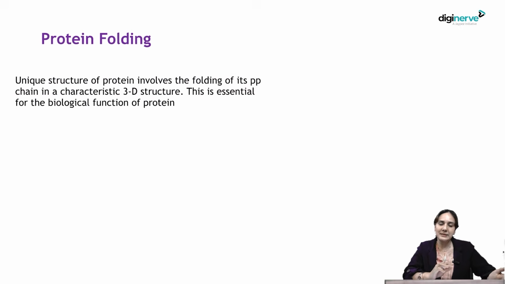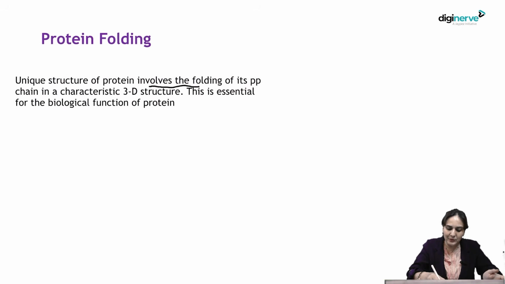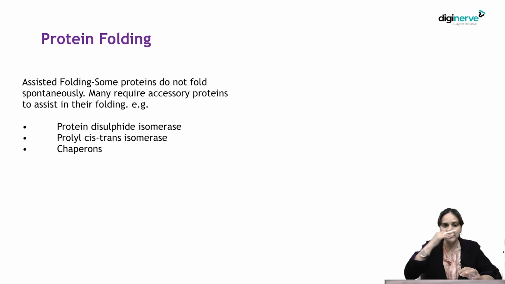So now we have discussed that protein folding is very important. The unique structure of protein involves the folding of its polypeptide chain into a characteristic 3D structure, and this is essential for the biological function of protein. And normally the proteins fold by themselves because of the primary structure. The amino acids make bonds with each other, even with far away amino acids, to form secondary, tertiary and quaternary structure and become folded.